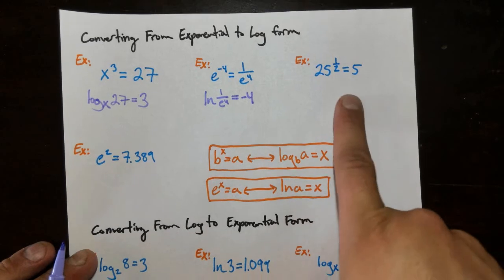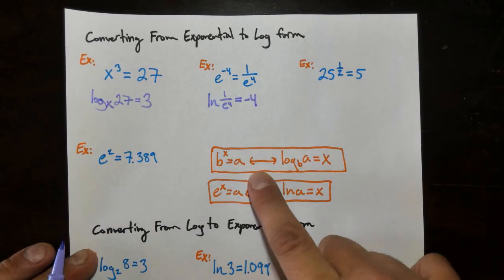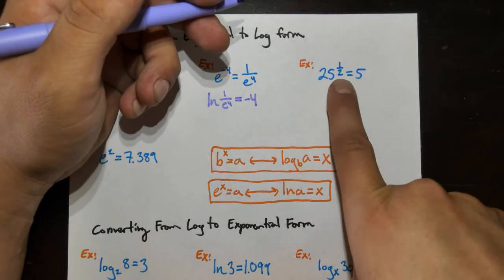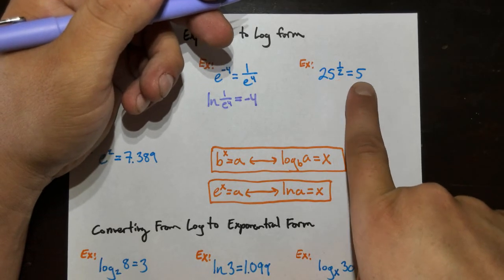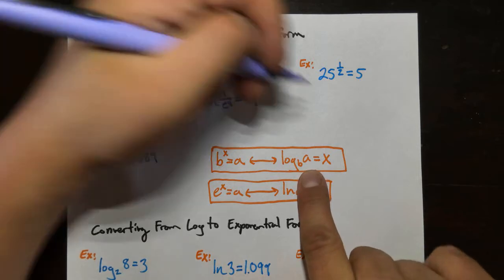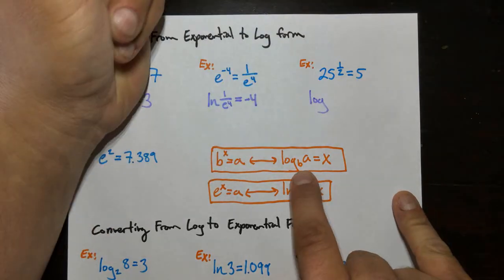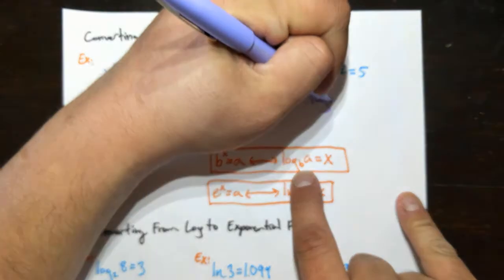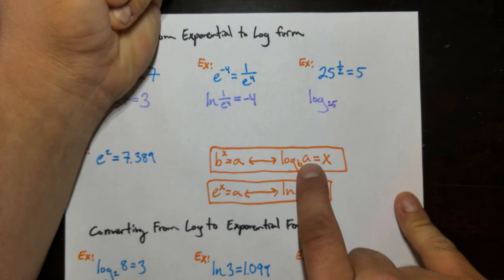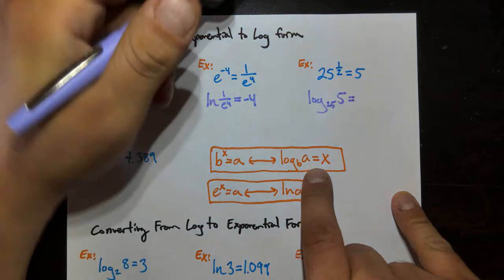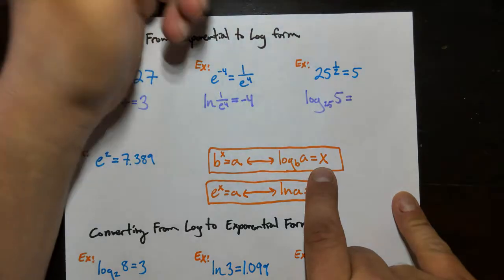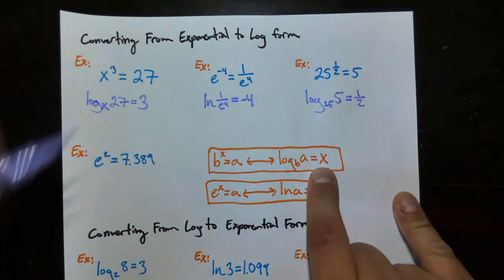This one over here, I don't see an e, so I'm going to use the first one. b to the x equals a. So 25 is b, 1/2 is x, and a is 5. So I'm going to put it into this form: log base 25 of a, which is 5, equals our x, which is our exponent, 1/2. Just like that.